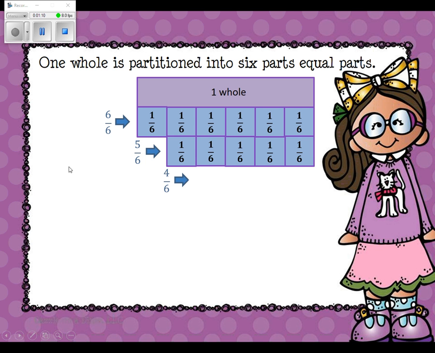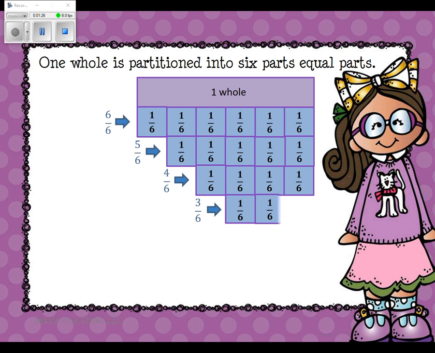There's 4/6. 3/6. If you haven't already, while it's running and getting all of the pictures up for us, make sure you have your fractions packet because you're going to need it and a pencil. And there's 1/6.